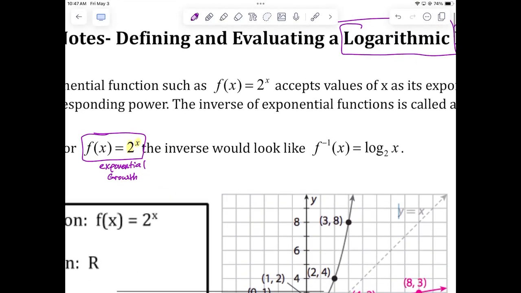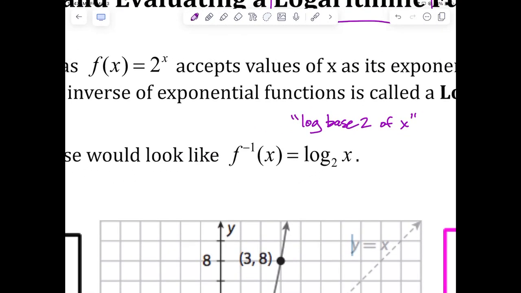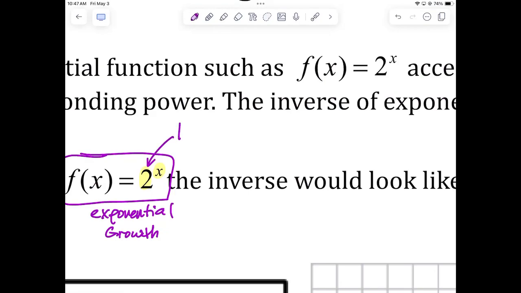The inverse function would look like this. It would be log, which is short for logarithm, L-O-G, and the little subscript there, we read this as log base 2 of x. That's how we read it. Now, it's not surprising that this number over here in the exponential, we call that base 2, right? That's the base.